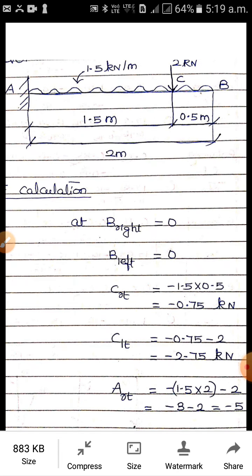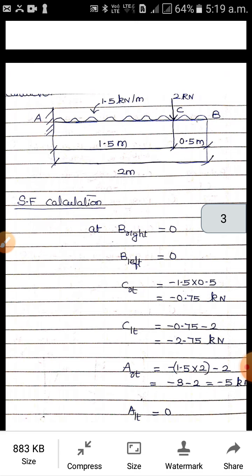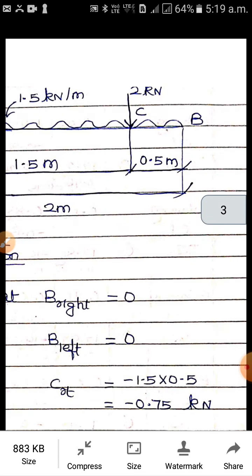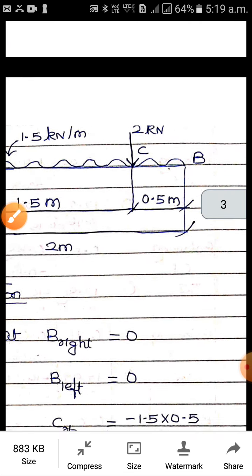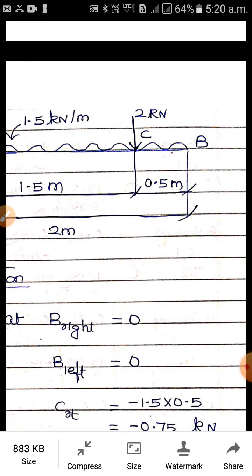So as usual, first is the shear force calculation. The shear force calculation, so I told you to follow it as downward is negative, sign convention. So see here, so now we'll start. Now B right, you have no load, so 0. So I told you always to look at the right of the section. So B right 0, B left also 0. If it is a UDL, B right and B left is equal to 0, which I already told you.